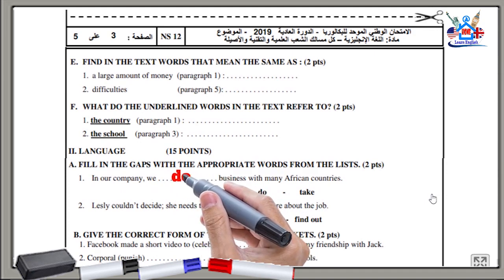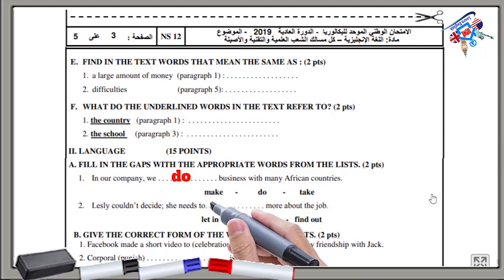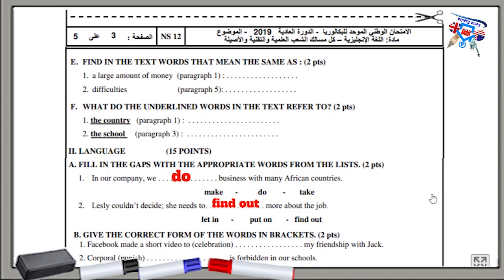Do business. Number 2. Which phrasal verb you chose? Leslie couldn't decide. She needs to find out more about the job. Find out. Look for, search, know more about. Okay? Identify or determine, discover, learn. Good.